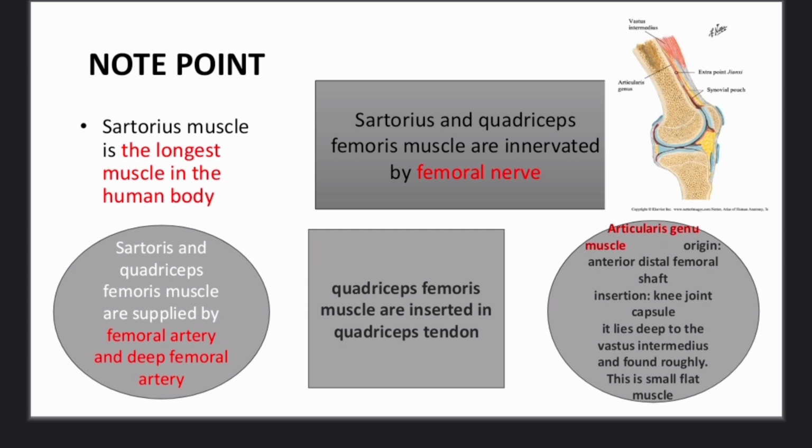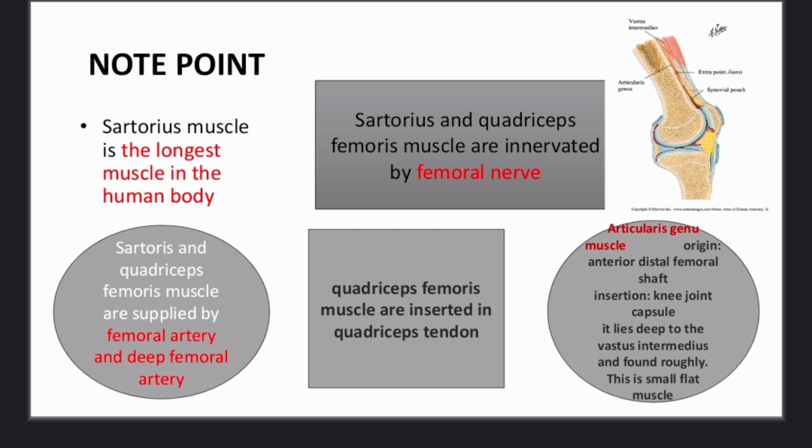Okay, we have now completed the main muscles of the anterior compartment of the thigh. However, there is one additional muscle that you should know about, called the articularis genu muscle. As you can see in the picture, the articularis genu is a small muscle located deep to the vastus intermedius muscle. Its origin is the anterior surface of the distal femoral shaft, and its insertion is the capsule of the knee joint.